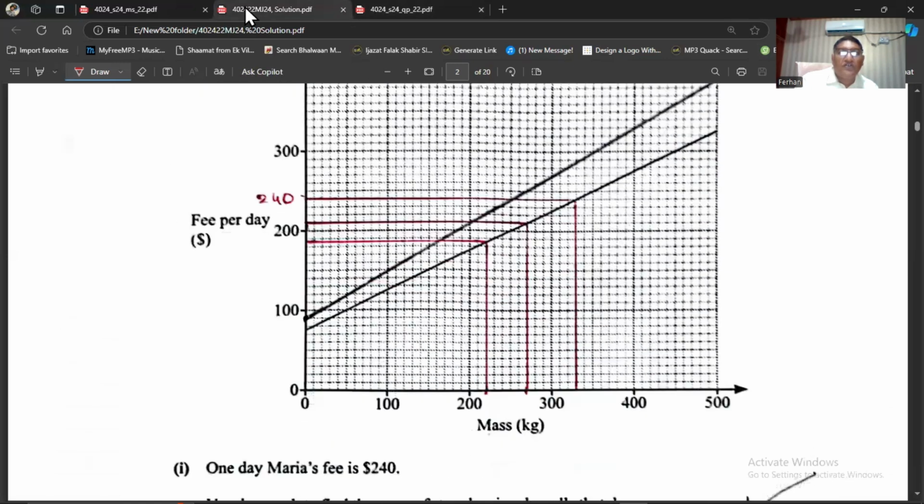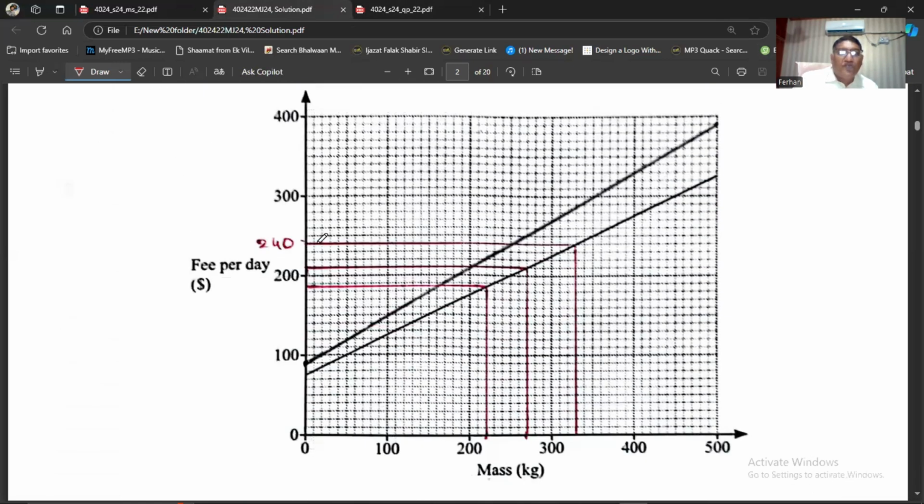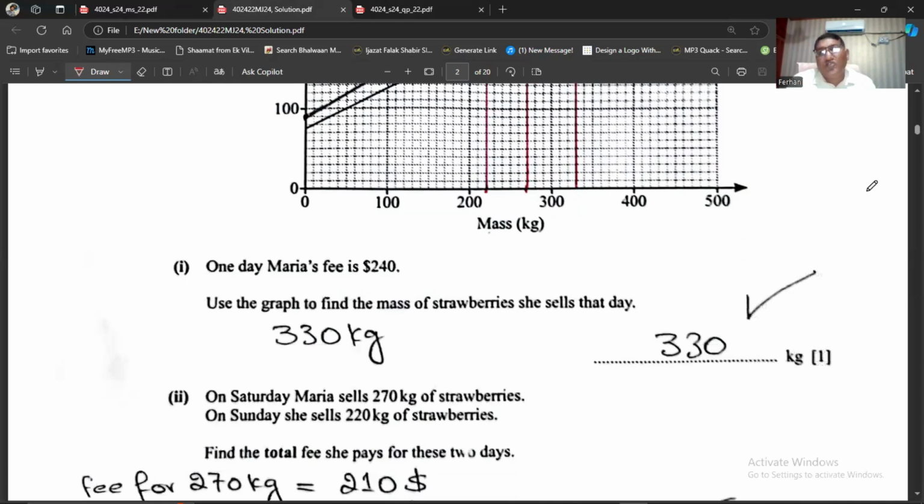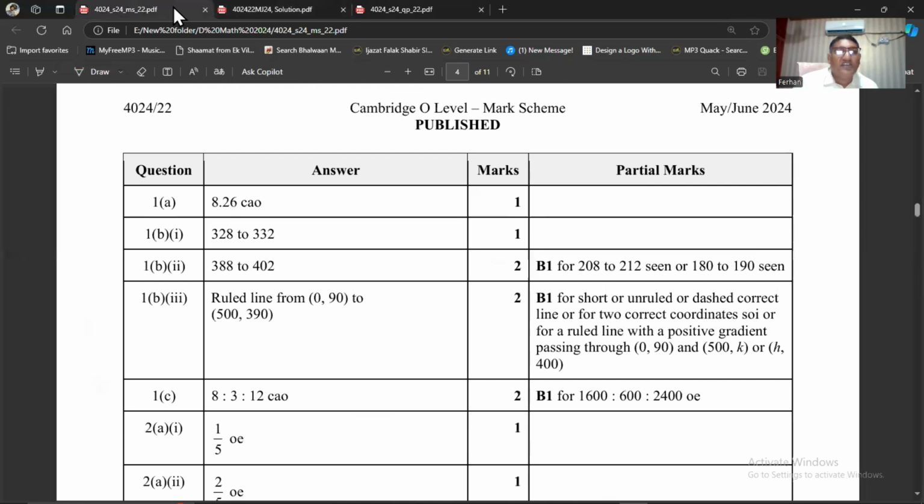So here we go. From 240, you can see I have drawn a line, and this line intersects the graph here, and then I will go downwards. So this is approximately 300 and maybe 30. I think 330. So she has sold 330 kg of strawberries. They say the answer is from 328 to 332. Our answer is 330, which is right.